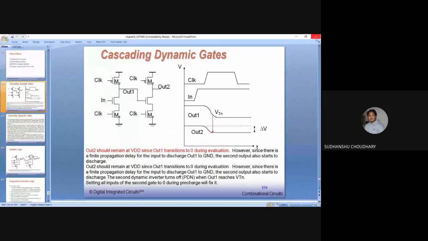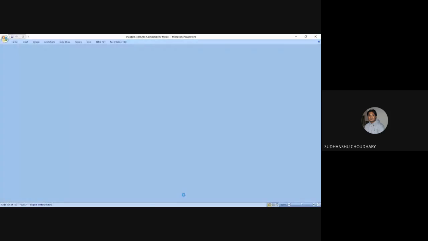So I think we are done with the combinational logic part of the syllabus. Now let us come on to the sequential logic design part. So let us talk about the sequential logic circuits.